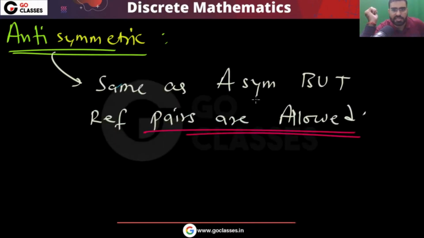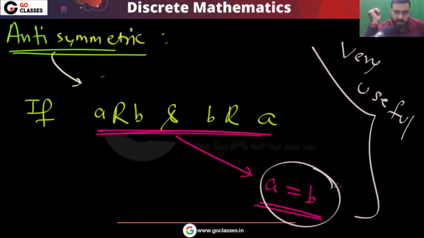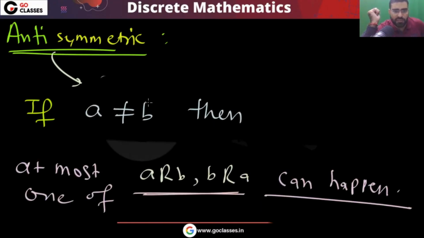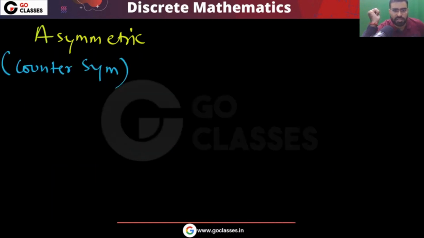Antisymmetric means the same as asymmetric, but reflexive pairs are allowed. If you have symmetry, A related to B and B related to A, then that must be between the same element, so A and B must be the same. If you have different elements, then at most one of these things can happen. So this is the definition of asymmetric and antisymmetric.